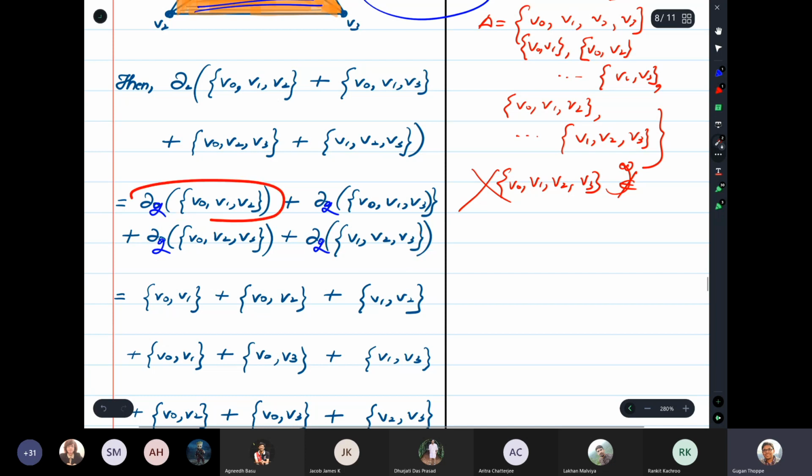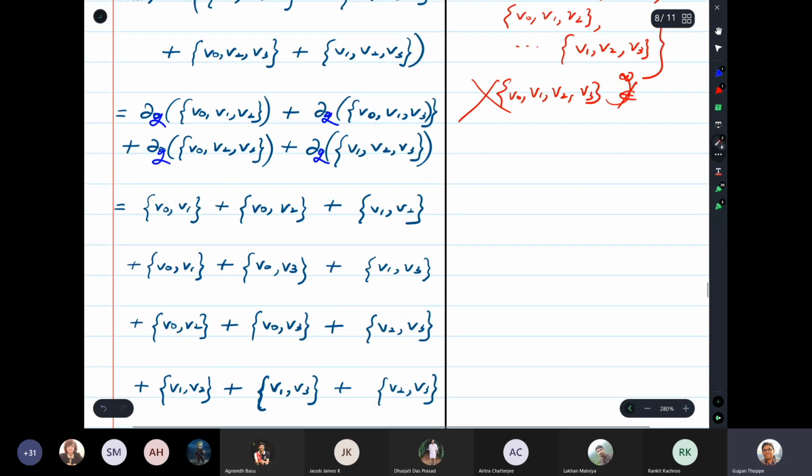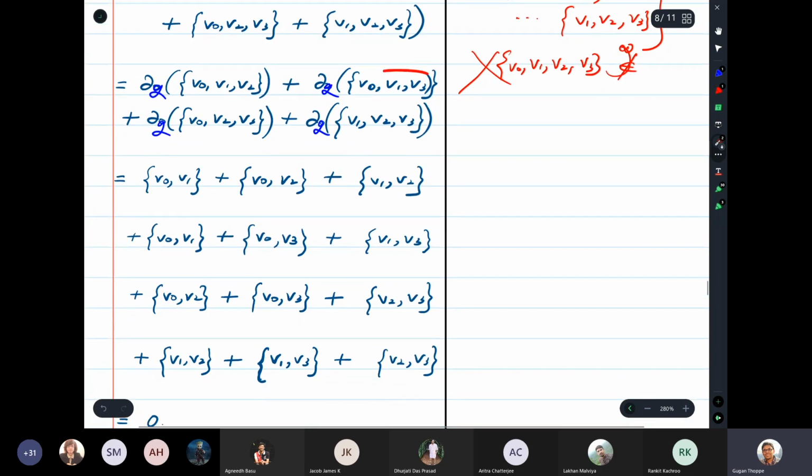Now we know how to compute ∂2 of this. I simply drop one of these vertices. Here I have first dropped the third vertex, here I have dropped the second vertex, here I have dropped the first vertex. In this way I have computed the ∂2 on v0, v1, v3. I first drop the third vertex, I get this. I drop the second vertex, I get this. I drop the first vertex, I get this. And this corresponds to this and this corresponds to this.